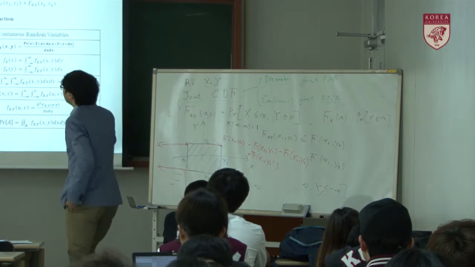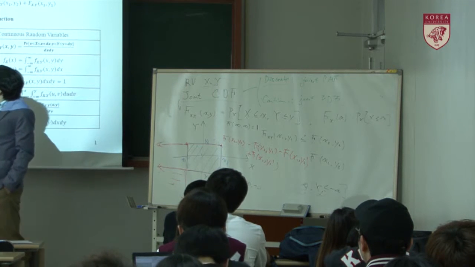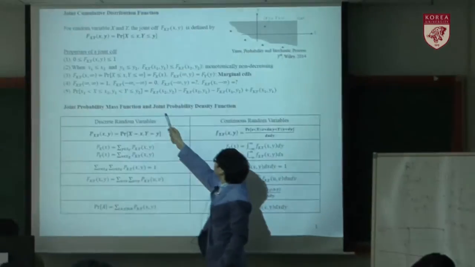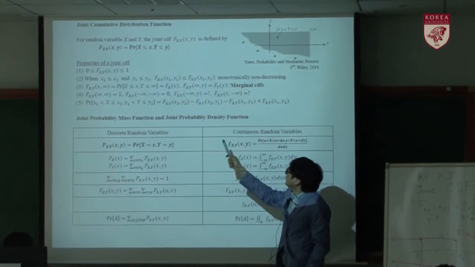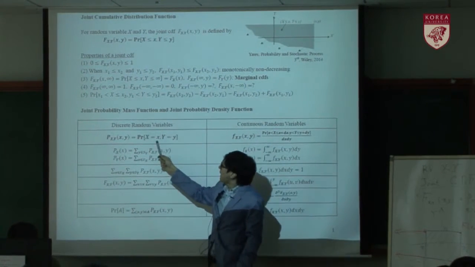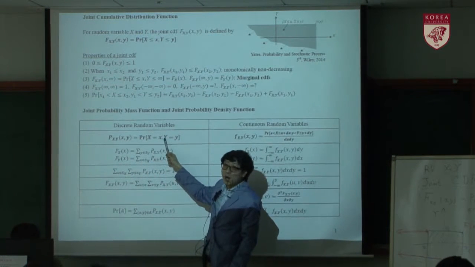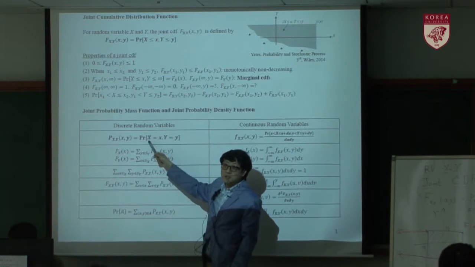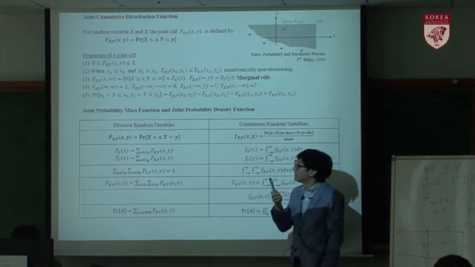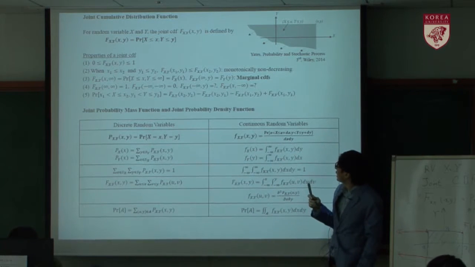Okay, so let's look at this. Here we want to define the joint probability mass function, joint PMF, and the joint probability density function, joint PDF. For the discrete random variable case, the joint PMF is defined by the probability that X is equal to x and Y is equal to y. This is the same definition as for one random variable. How about the continuous random variable case, the PDF?